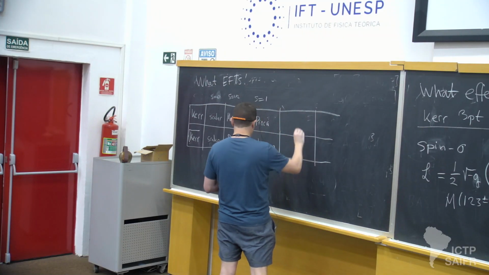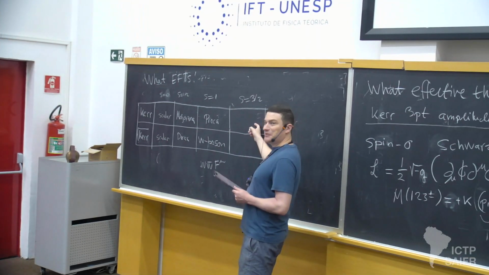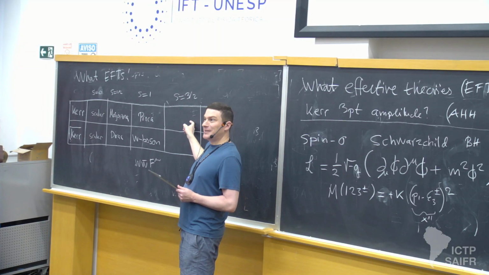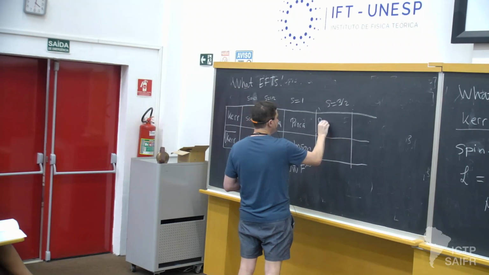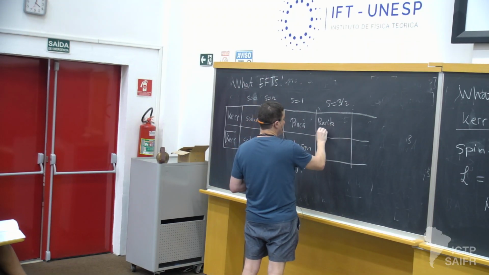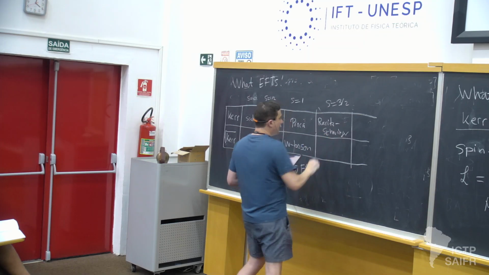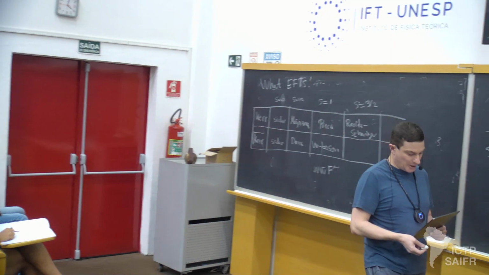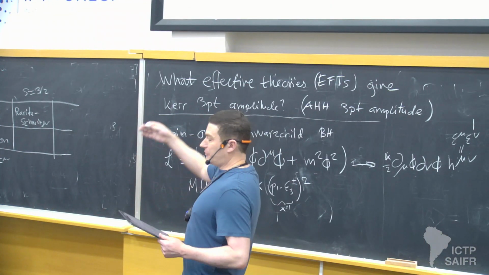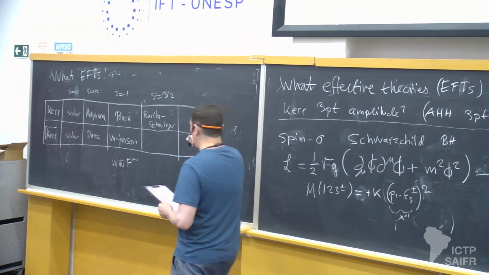Okay, so what about spin 3/2? Anybody want to guess what the theory? Just tell me the name of the particle. Yes, Rarita-Schwinger. And so you might know that Rarita-Schwinger is the minimally coupled spin 3/2 particle. Well, Rarita-Schwinger is a free particle, but then you couple it minimally to gravity. So that's what goes here.